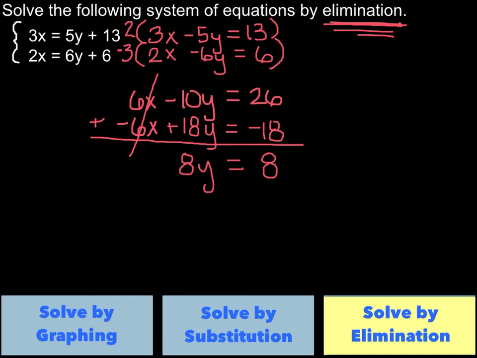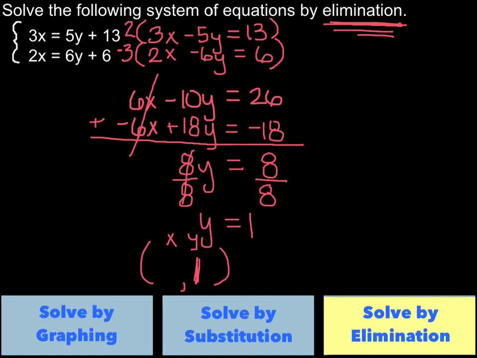So let's go ahead and solve. Divide by 8 to get y by itself. And y is 8 divided by 8, which is 1. So I have the first part of my answer. Remember, this is always an ordered pair. I've got my y first, which is 1. And to get x, I just plug in 1 for y into either of my original equations. It doesn't matter which one you pick.